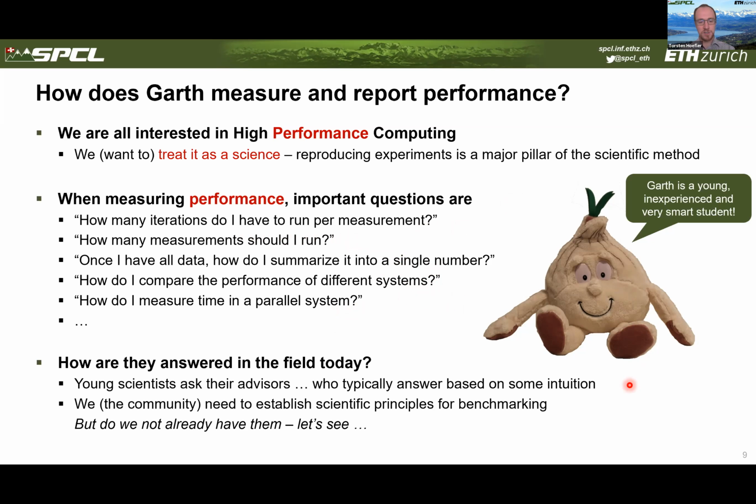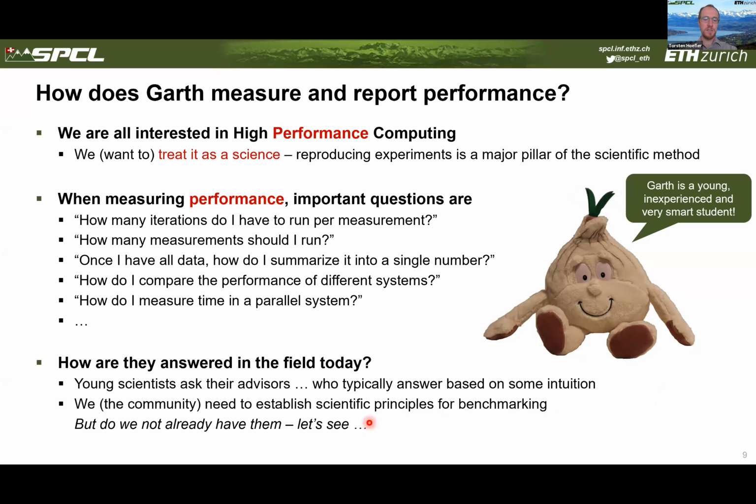So the big question is now, how are these questions answered in the field today? And by the way, there are many, many more. And typically what you do is, you're a young scientist, you ask your advisor, and your advisor typically comes up with some kind of intuition that says, well, measure it 1,000 times, or measure it 100 times, or measure it until the variance is small or something. But this is exactly where the problem lies, because if we now have different standards for these things based on intuition of different people, then the community will not agree on scientific principles for benchmarking.